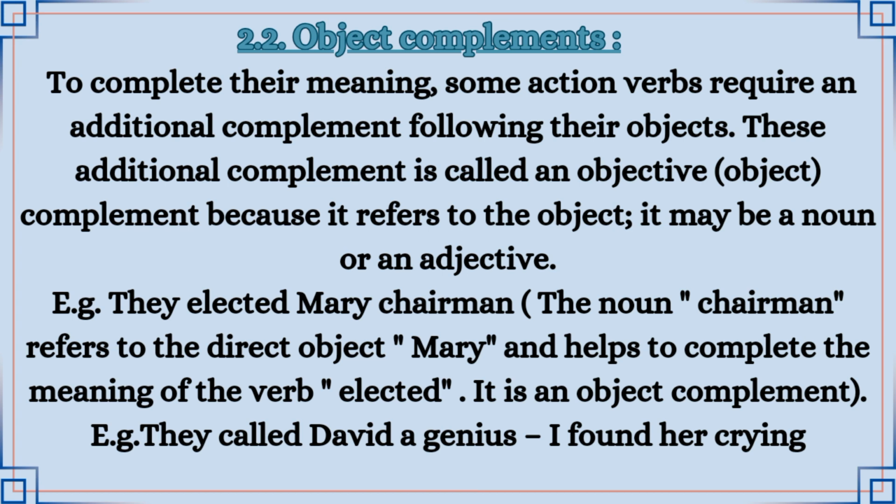Another example, they called David a genius. A genius is the object complement. I found her crying. Crying is the object complement because it helped to what? To complete the meaning of the verb.